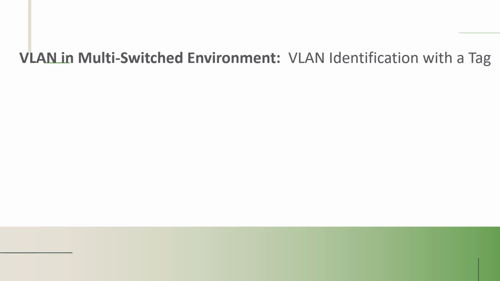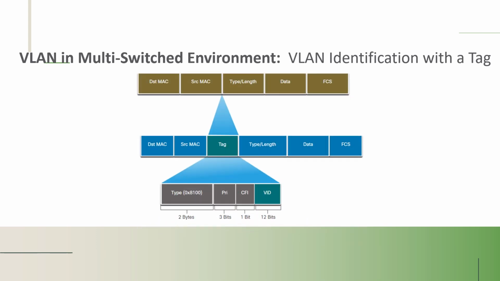When the switch receives a frame on a port configured in access mode and assigned to a VLAN, the switch inserts a VLAN tag in the frame header, recalculates the frame check sequence, and sends the tagged frame out of the trunk port. And as you can see in this figure, the VLAN tag control information field consists of the type field, the priority field, the canonical format identifier, and the VLAN ID field.